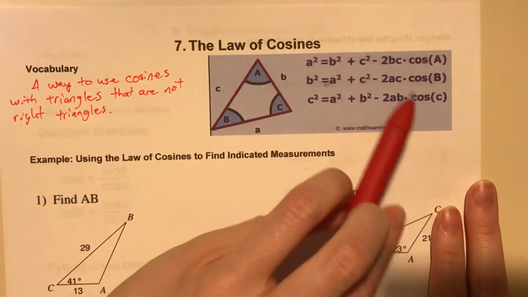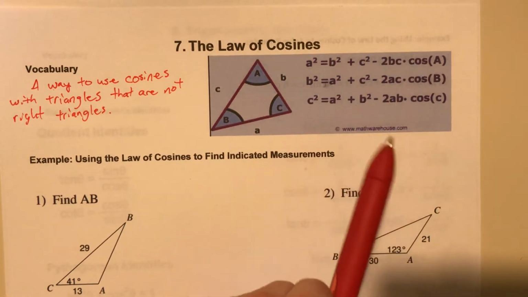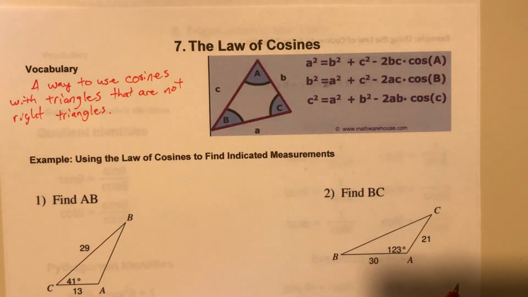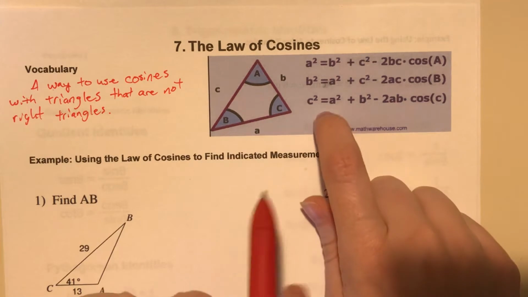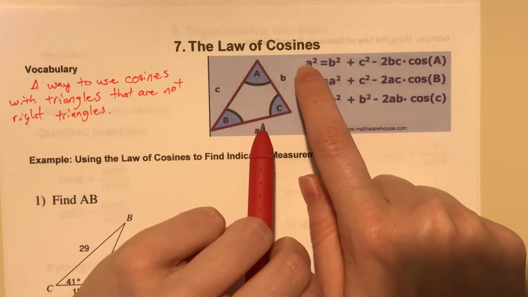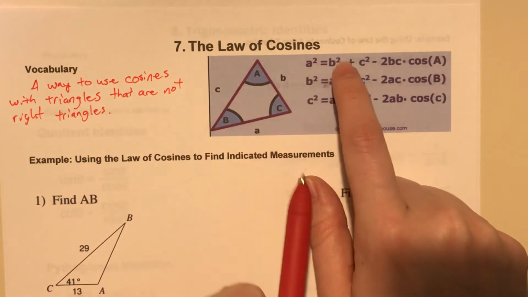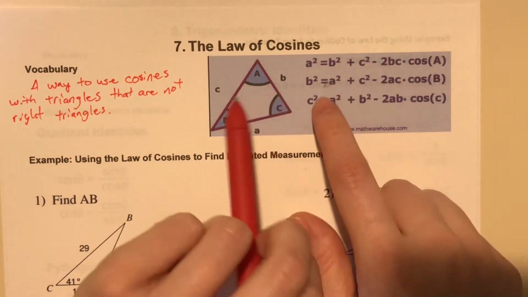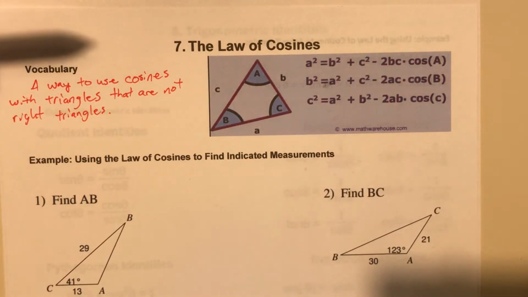It's the same thing. You'll notice three separate lines, but it's really the same formula. Really the law of cosines is just a formula. So all we're doing in this section is using a formula to solve some equations. It's separated into a law of cosines for side A, a law of cosines for side B, and a law of cosines for side C. But they're all the same law. They're all the same equation.